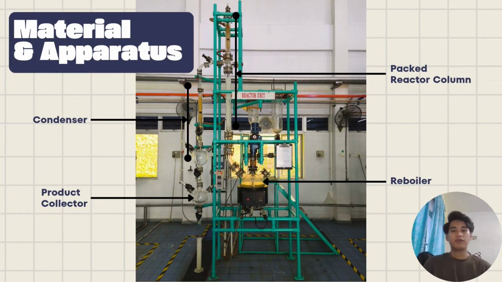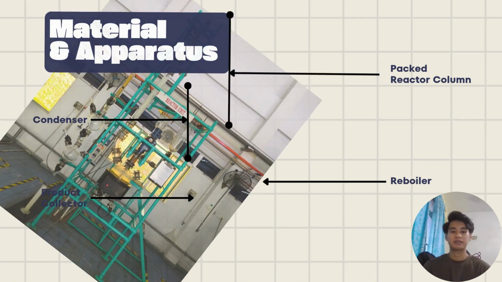Looking at the main components of our setup, it all begins at the boiler, which heats the initial mixture to create vapor. That vapor rises into the packed reactor column. The packing material inside is crucial because it provides a massive surface area for the vapor and liquid to interact, which makes the separation much more efficient. Once the vapor reaches the top, it enters the condenser to be cooled back into liquid. Finally, this purified acetone flows into the product collector where the volume is measured and a sample is taken for refractive index testing.